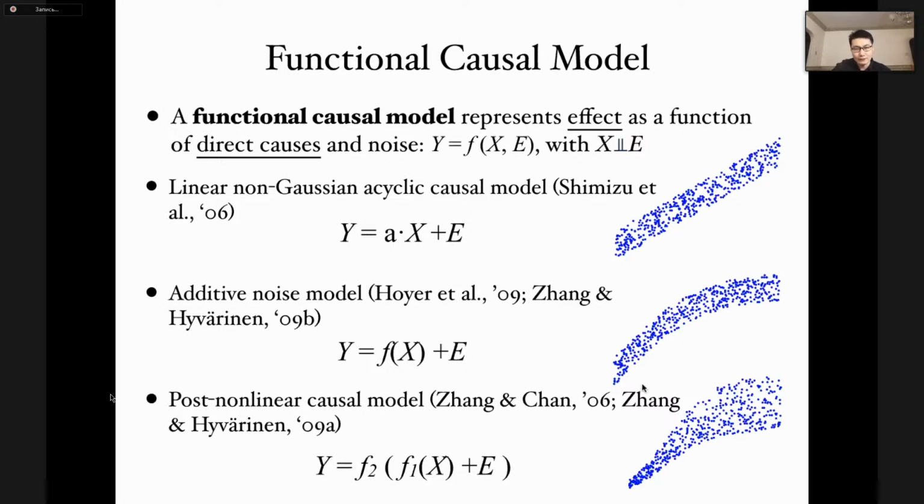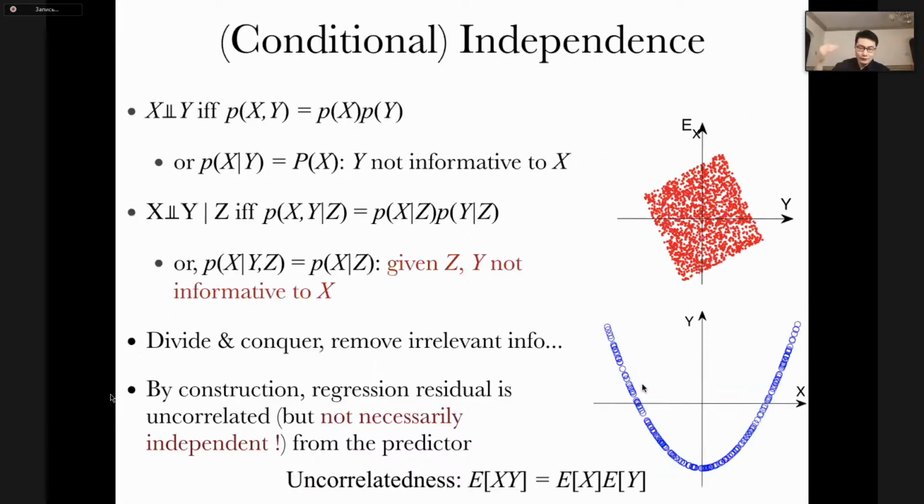Okay, now let's try to see why we can go from correlation to causation in the linear case. Before that, let's remember the definition of independence and conditional independence. When we say X, Y are independent, we mean that the joint distribution function, or joint probability density function or mass function, can be written as the product of the individual ones. In other words, the conditional distribution is the same as the marginal distribution right here.